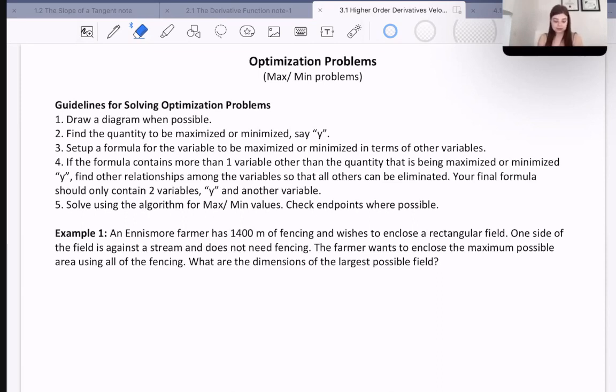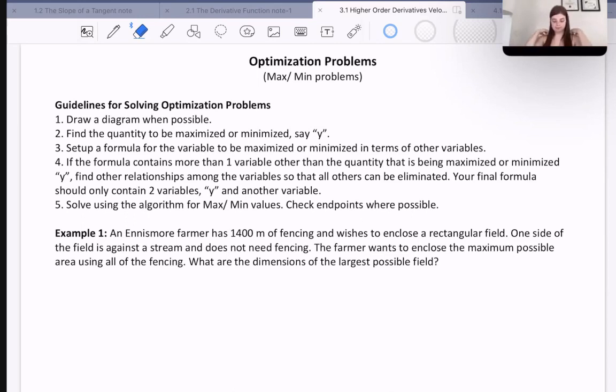Number two says find the quantity to be maximized or minimized for y. So let's say that it's y, for example. That's the quantity. So it depends. What are they asking? Are they asking us to maximize the area, right? Because then it's the area that is going to be called y, or the area that we're going to distinguish. Or is it the perimeter, right? What is it exactly that we want minimized or maximized?